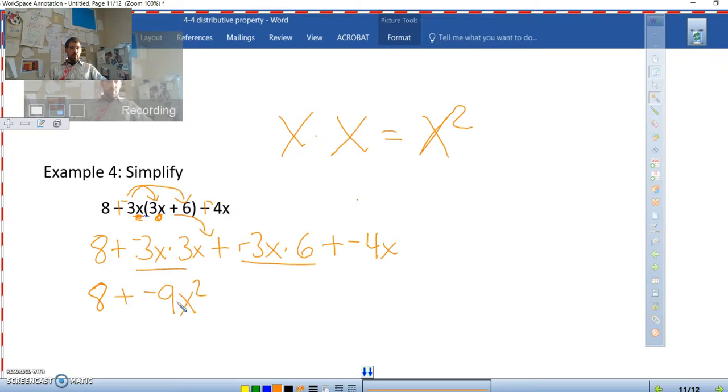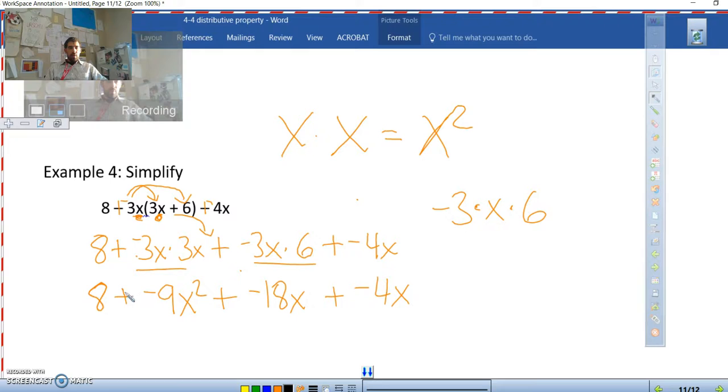So that becomes negative 9x squared plus, here we have a negative 3 multiplied by a 6. So that'd be negative 18, but then you just have 1x. There's nothing to multiply this x by. So it's negative 18x. Because really you're doing negative 3 multiplied by x multiplied by 6. So the 3 and the 6 multiply, and the x is just left, because you can't multiply the x by the 3 or the 6. So you still have the x here plus negative 4x.